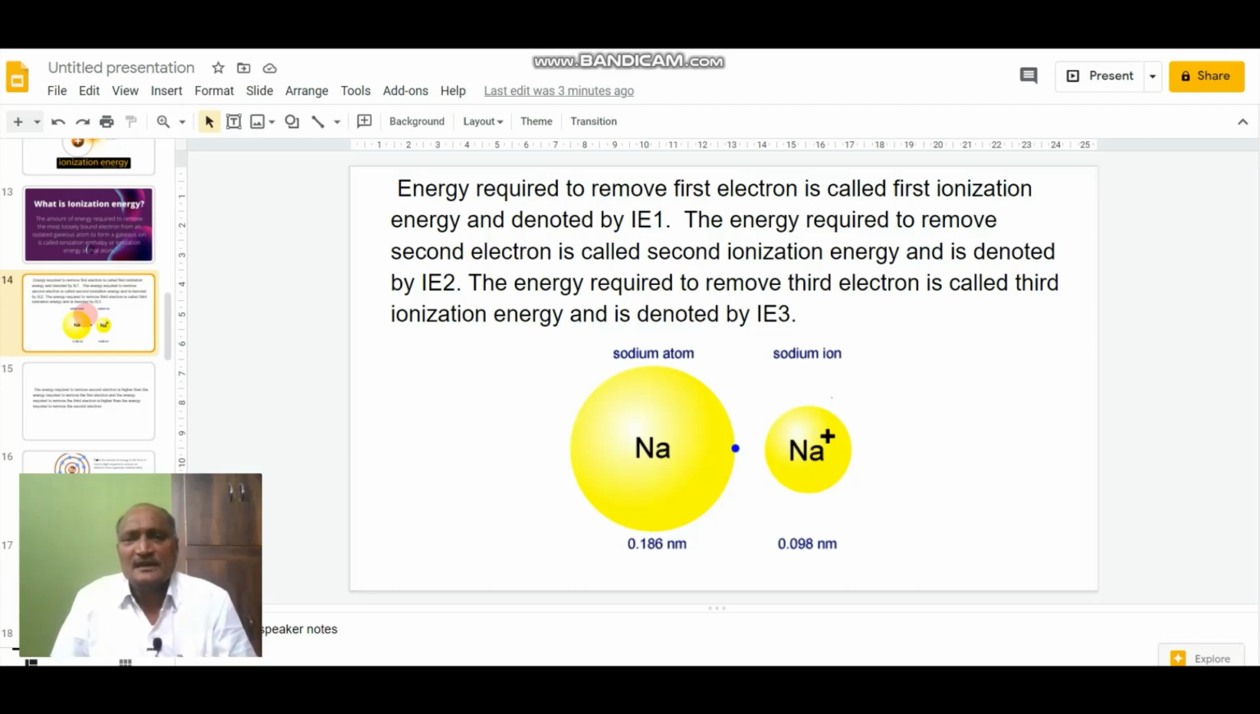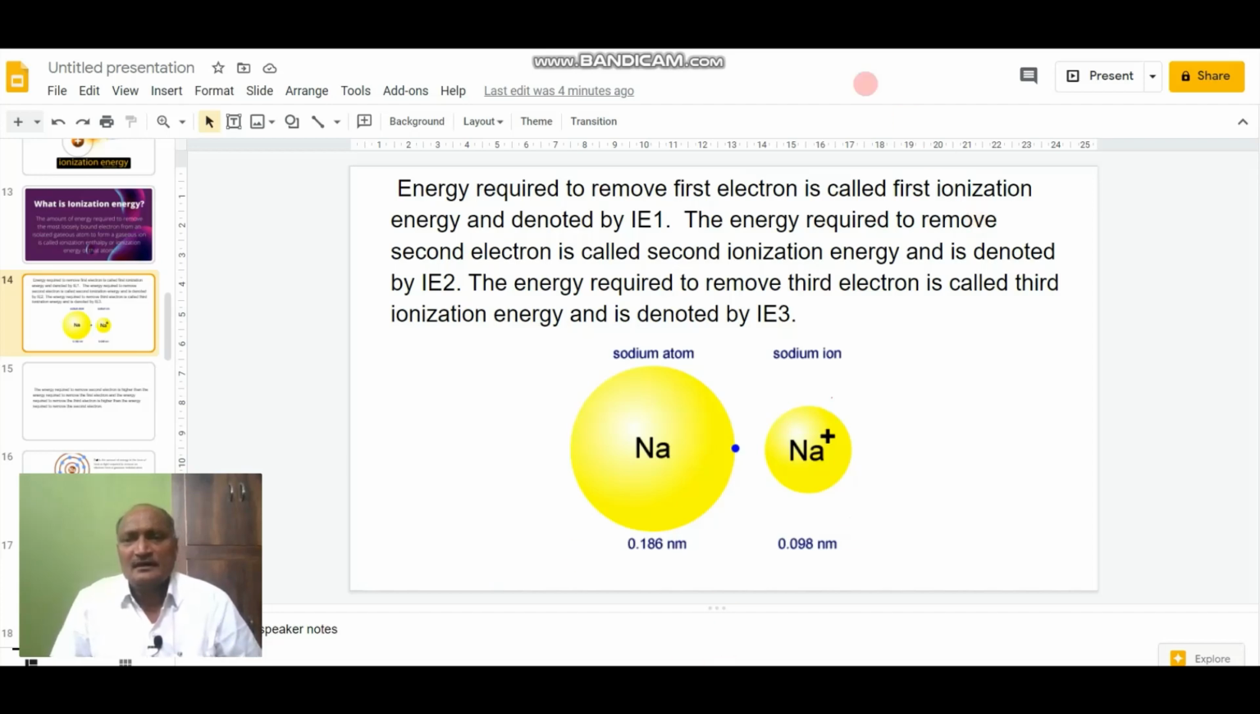As we know, the amount of energy required to remove an electron is called ionization energy. If we remove the first electron from the gaseous isolated atom, this amount of energy is called the first ionization energy and is denoted by IE1.